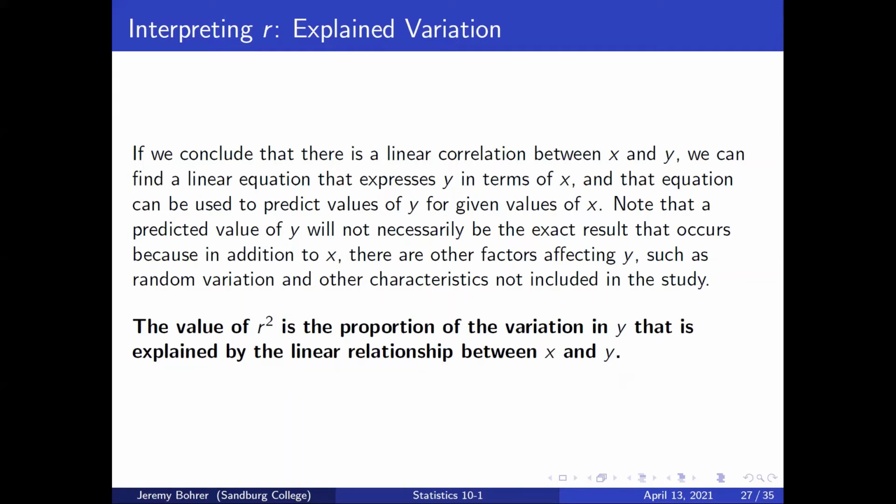Note that a predicted value of y will not necessarily be the exact result that occurs because in addition to x, there are other factors affecting y, such as random variation and other characteristics not included in the study. The value of R squared is the proportion of the variation in y that is explained by the linear relationship between x and y.